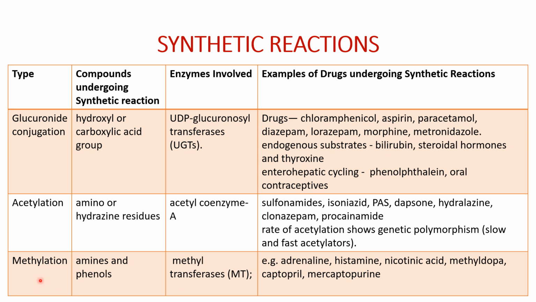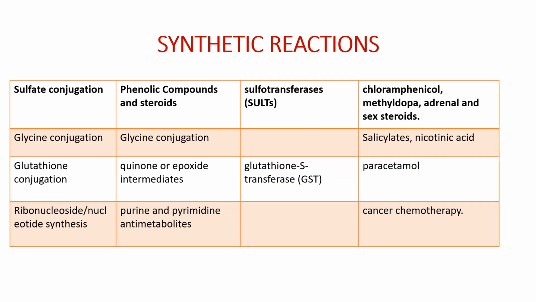The next reaction is methylation. This involves compounds with amines and phenols, and methyl transferases are the enzymes involved in this methylation reaction. Adrenaline, histamine, nicotinic acid, methyldopa, captopril are some of the drugs which undergo methylation. Then you have glycine conjugation. Here you have salicylates and nicotinic acid. These are drugs which undergo glycine conjugation.